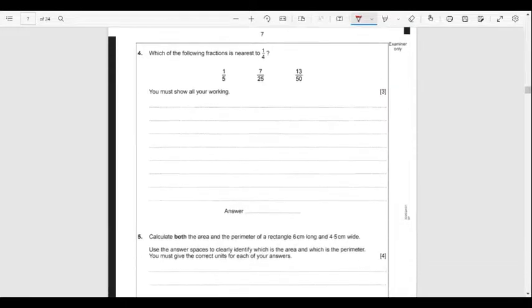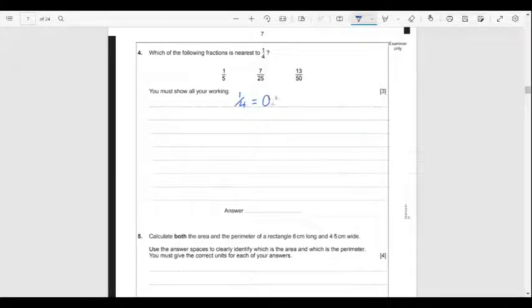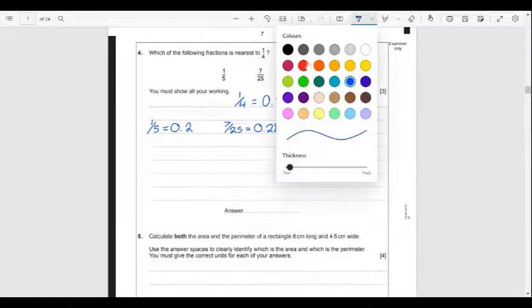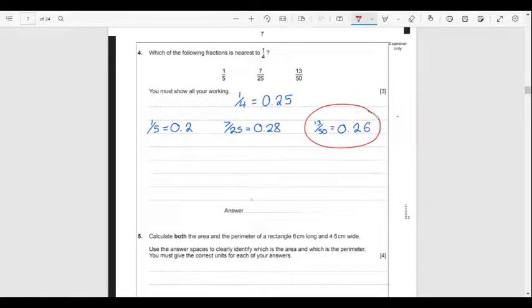Next question. Which of the following fractions is nearest to a quarter? Well, 1/4 is equal to 0.25. That's our benchmark. So 1/5 is equal to 0.2, 7/25 is equal to 0.28, and 13 out of 50 is equal to 0.26. I think it should be pretty clear which one's the closest. It is 13 out of 50. Next question.